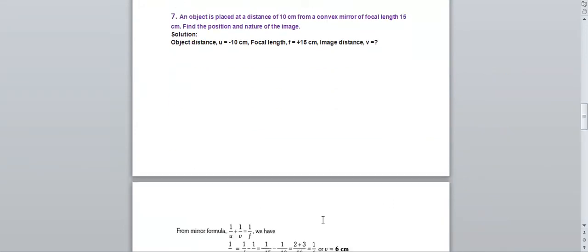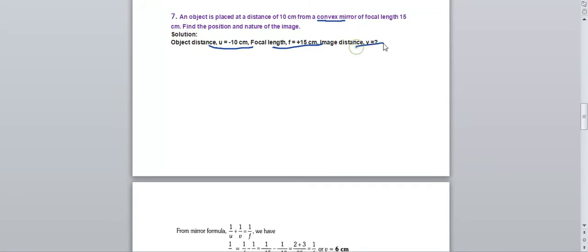Now question number 7. An object is placed at a distance of 10 centimeter from a convex mirror of focal length 15 centimeter. Find the position and nature of the image. Since it is a convex mirror, what are the data given in the question? Object distance u is given. We have to take it as negative, minus 10 centimeter always. Focal length is given as 15 centimeter. Since it is a convex mirror, we will take focal length as positive.